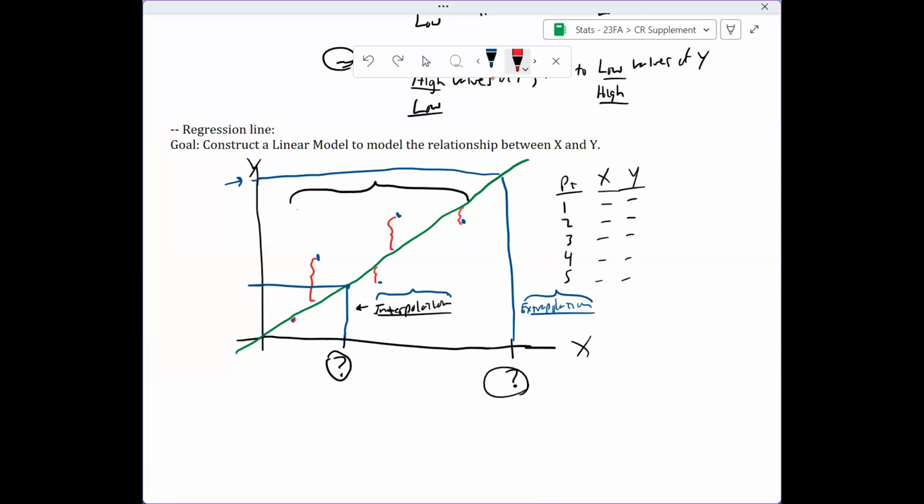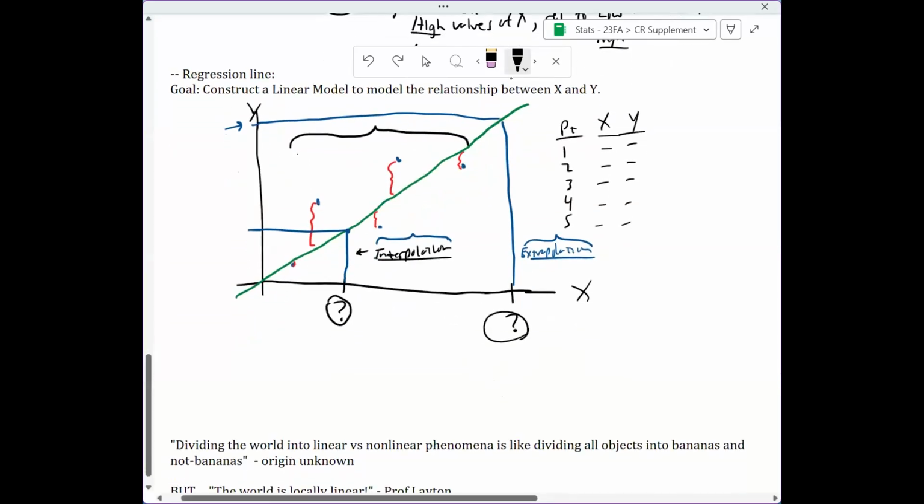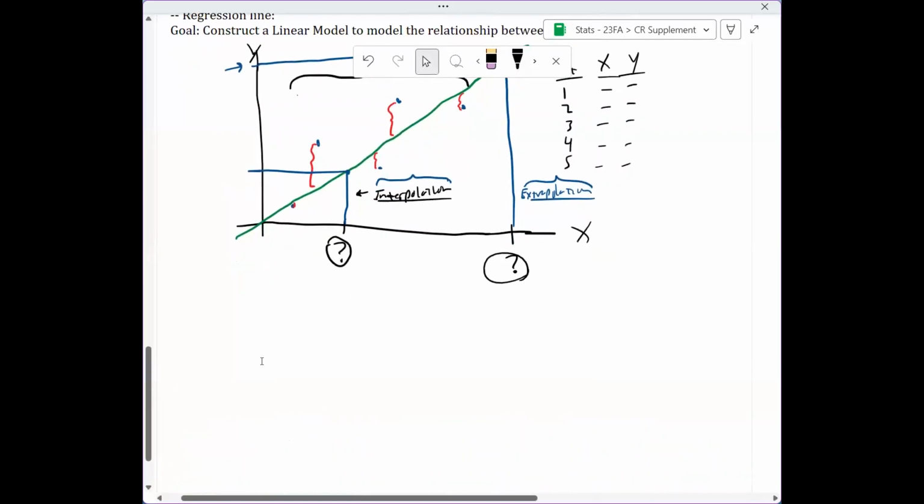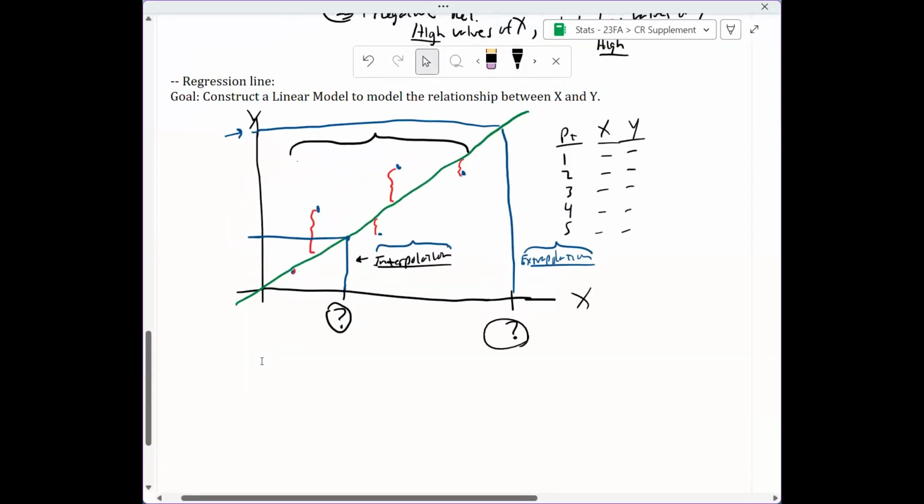Okay. So how might I go about actually deciding what line I should use? What actual A and B, what actual intercept and slope should I use for this line to find my best line? Well, here's the general strategy.